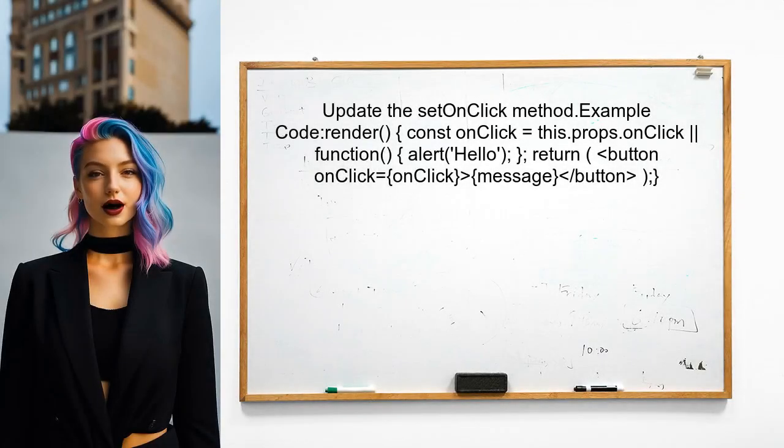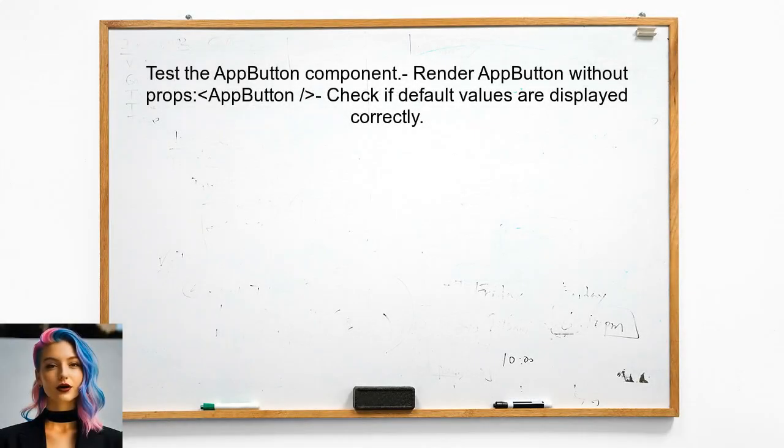Next, the user should also update the setOnClick method. Instead of trying to assign a function to this.props.onClick, they can set a default function in the render method as well. Finally, the user should test the app button component again. They can do this by rendering it without props and checking if the default values are displayed correctly.